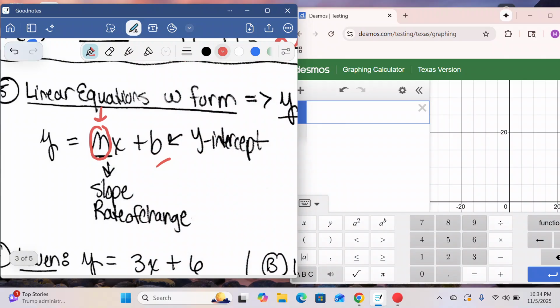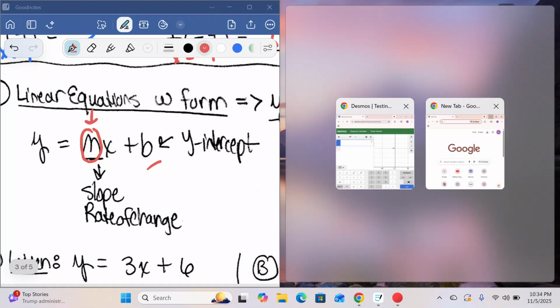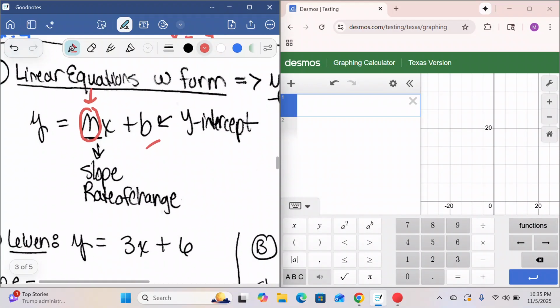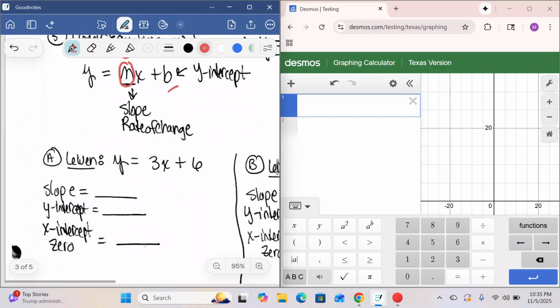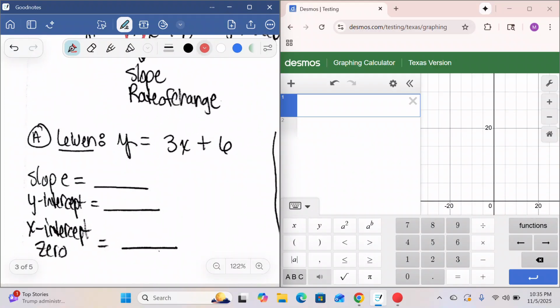So now I'm going to teach you how to graph this type of equation into Desmos. So what we're going to do is you're given an equation. And look at all this that we're going to be able to do by just learning how to do Desmos. You're going to be given y equals 3x plus 6. So already just by looking at this, it is in slope-intercept form. You're going to underline the slope. So the slope or the rate of change is 3.